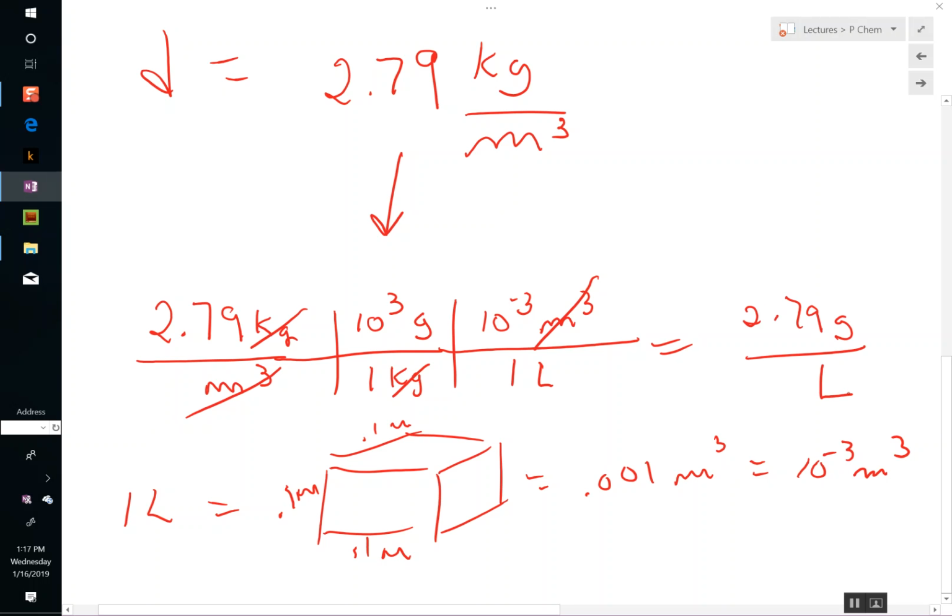Okay? And why do we need to get there? Well, because molar masses are going to be in grams, and our PV equals nRT is generally going to be in liters. So if you get a density given to you in kilograms per cubic meter, you need to get it over into these kinds of units.